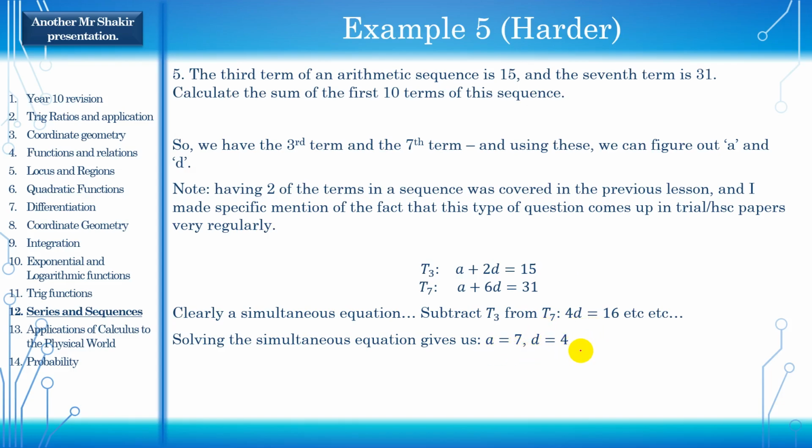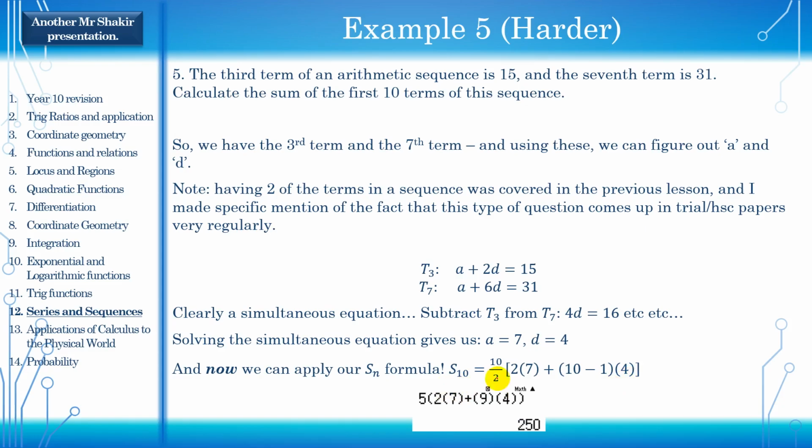And I do encourage you to try and solve it while you're watching. Do it now, right? Pause the video, get practice solving it, okay? And then we just make these substitutions. We have the S of n formula. We know the sum of the first 10 terms, so number of terms will be 10. 10 over 2, 2 times a is 7, 10 minus 1, the 10 terms, 10 minus 1, d is equal to 4. Solve that in a calculator if you want. The answer is 250. Sum of the first 10 terms of the sequence is 250.